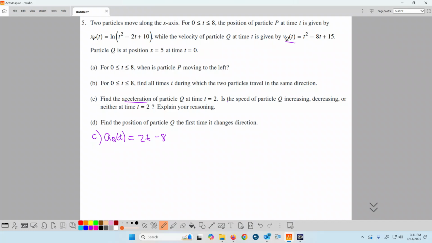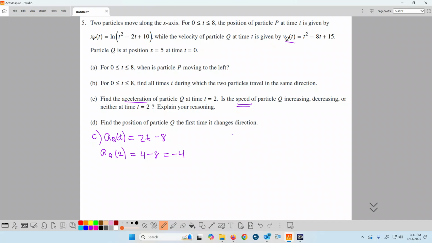Now, what can I do here? It's asking, find the acceleration of the particle at a time of 2. Usually, if that's a whole sentence, a lot of the times, at the end of that sentence, that's the first point. So I'm going to go ahead and plug in 2. Isn't that just 2 times 2? Yeah, that's 4 minus 8. No need to simplify, but let's do it just for fun, and it's negative 4. So the acceleration of particle Q at a time of 2 is negative 4.